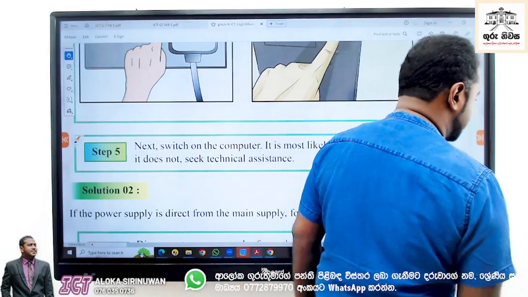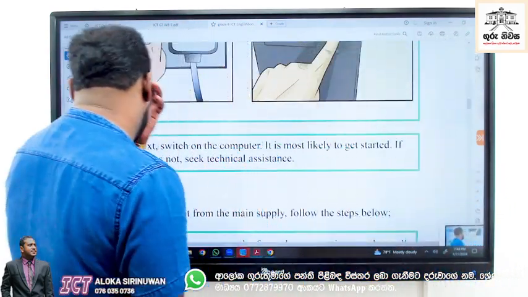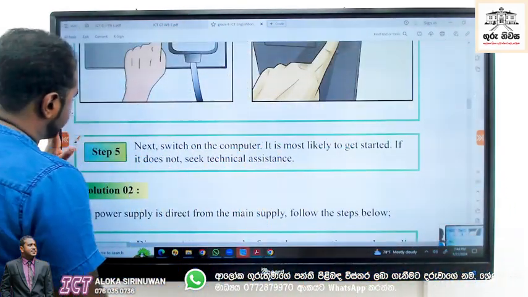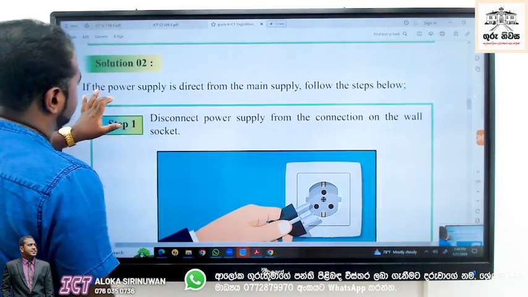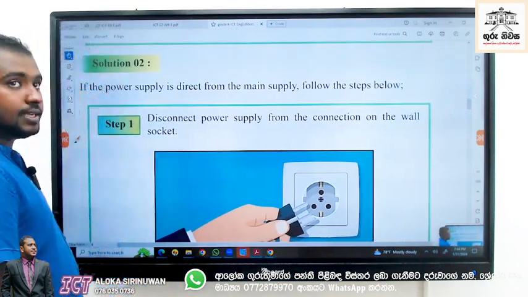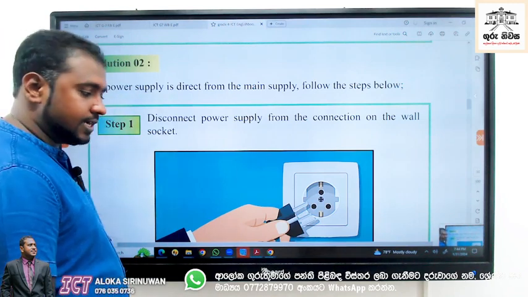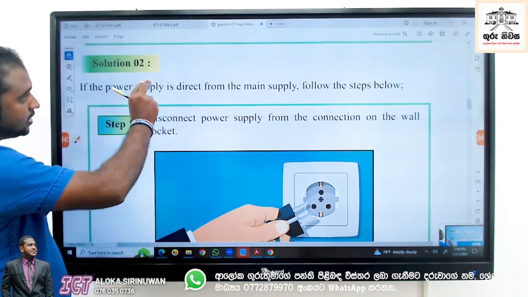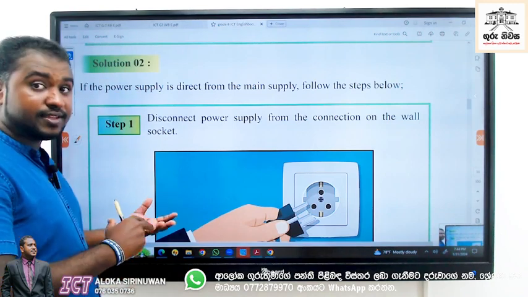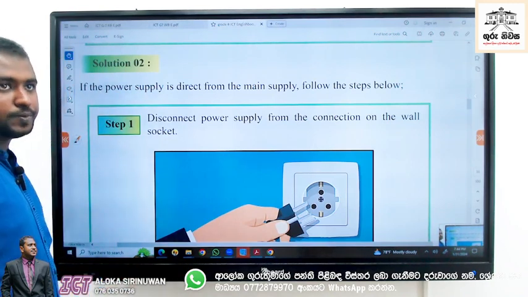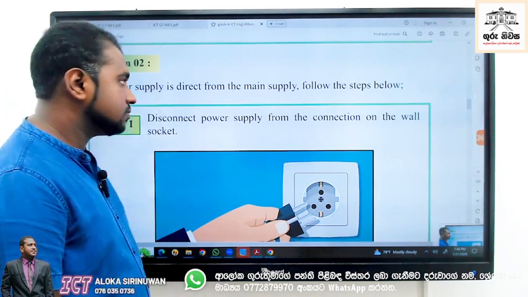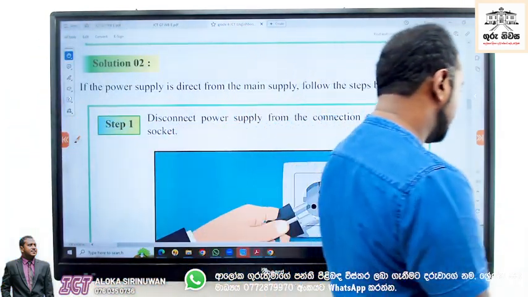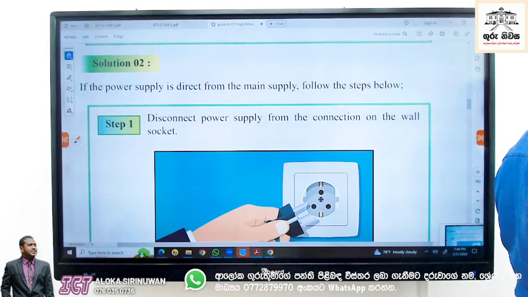Seek technical assistance, right? That's about your first solution. Now we can write solution number 2. Then, in black color pen, write down solution number 2. That is without your UPS. Solution number 2.